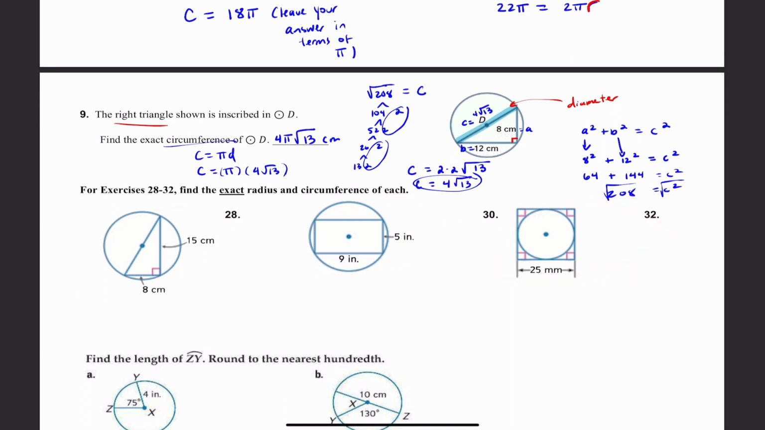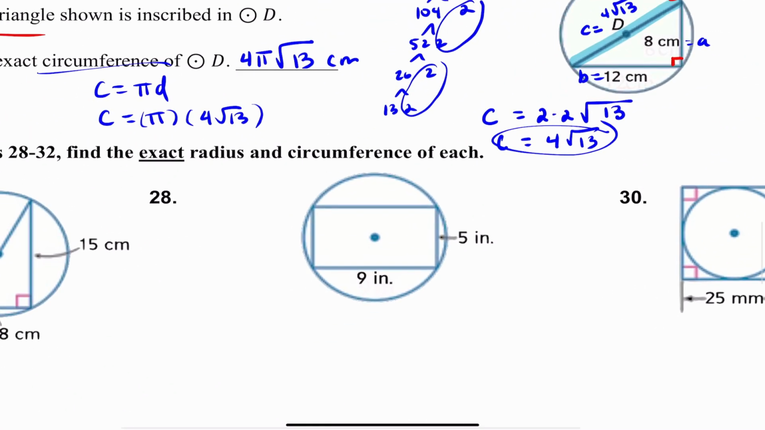Okay. I'm going to let you figure out, sorry, let me rephrase that. I'm going to let you figure out the radius and circumference for each of them, okay? It's going to require you a little thinking. This here, okay, you have a right triangle. And then this.